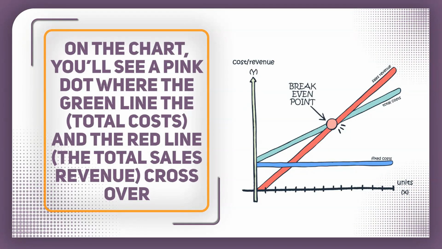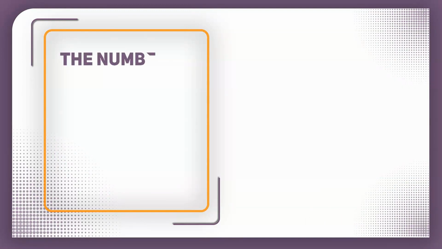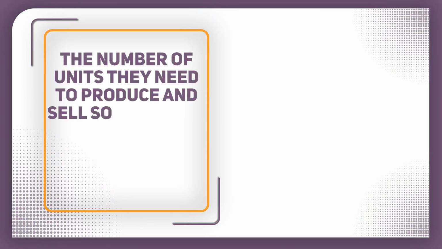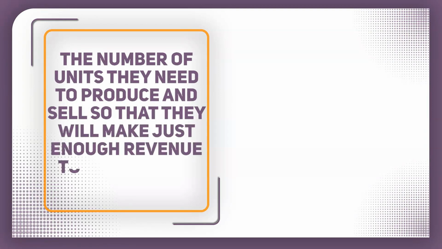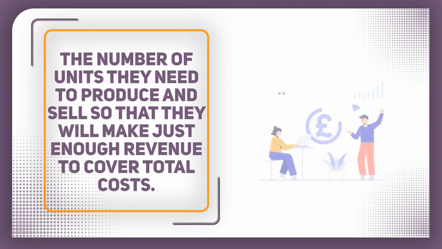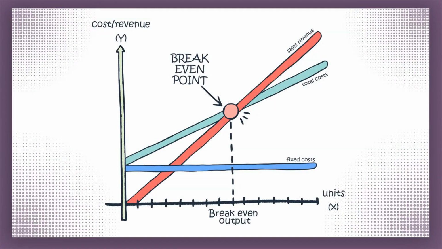Once you have found this important point, you can then draw a vertical line down to the x-axis to read off the number of units sold at that break-even point. And this, as we know from the last video, is called the break-even output. And this shows the business owner the number of units that they need to produce and sell so that they will make just enough revenue to cover their total costs. To break even. If a business owner knows this information, then they can use it to help set themselves targets, or so that they don't end up losing money.